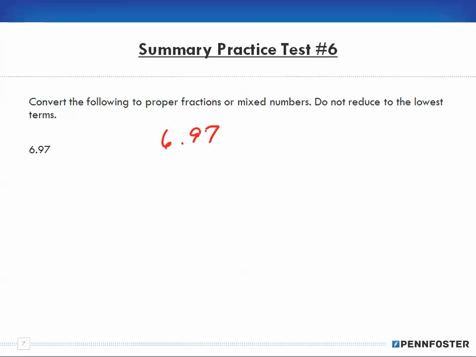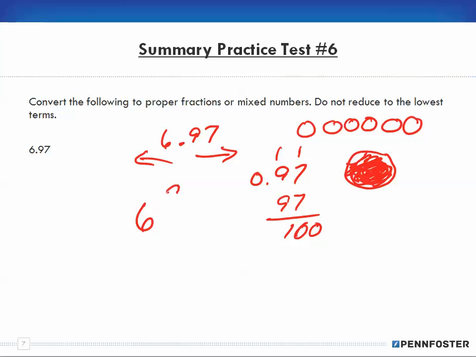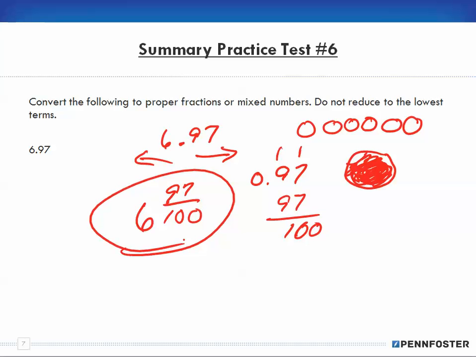6.97. Remember, at the decimal, anything to the left is a whole number, anything to the right is a fraction of the next whole number. So if I were looking at this, I would have 1, 2, 3, 4, 5, 6 whole things, and out of that 7th, I would have 97 hundredths of that next whole. So when I'm converting from a decimal into a fraction, a mixed number, I keep my whole number, the 6. And now I'm just going to concern myself with the 0.97, the fractional portion of it. And this again is in tens and this is in hundreds, so I'm talking about 97 hundredths. And so I just put one next to the other, and that's my answer.